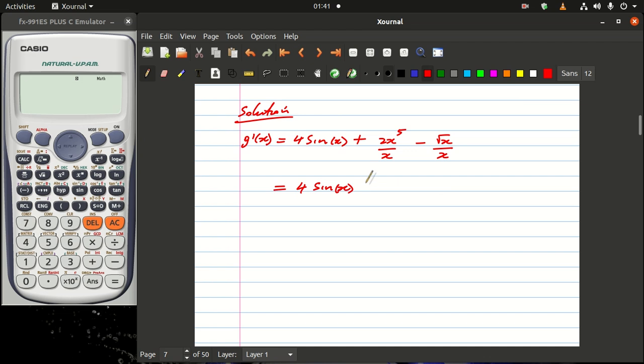And then the next thing that I'm going to do: I have 2x to the power 5, and then I have x minus x raised to 1 over 2, all over x. That is what is happening here. I am still trying to simplify the derivative. I haven't started to look for the antiderivative at all. I'm still simplifying this. Why am I doing so? I want to make sure that I have a power function so that I can deal with it easily. So I have 4 sine of x plus, and then when dividing powers of the same base, what do we do?